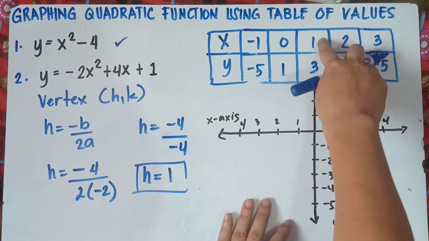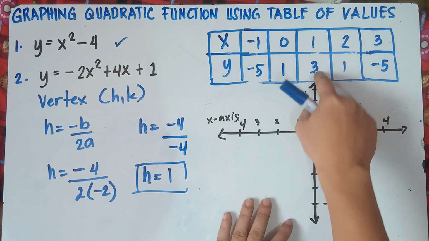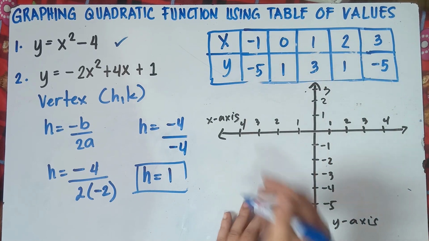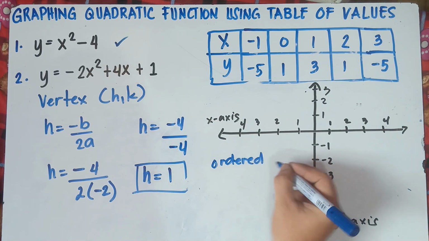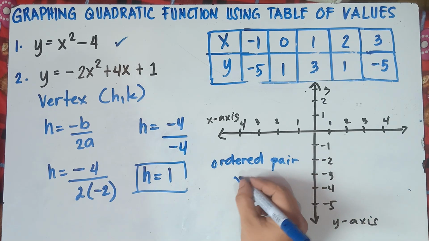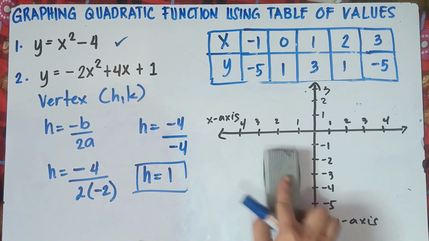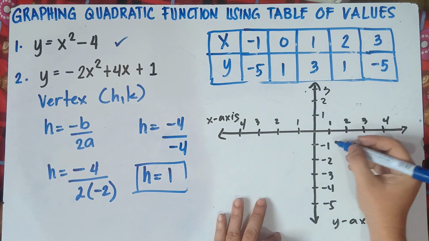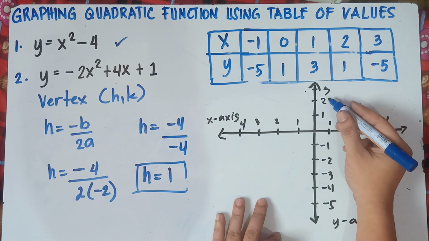Positive 1 for x. Once again, class, you pair this one by column. xy, xy, xy, xy, then xy. It should always be an ordered pair, class. You still remember ordered pair? Ordered pair is x, then y. So you pair this one by column. So we have x is positive 1, then y is positive 3. Positive 1 for x, and then positive 3 for y.